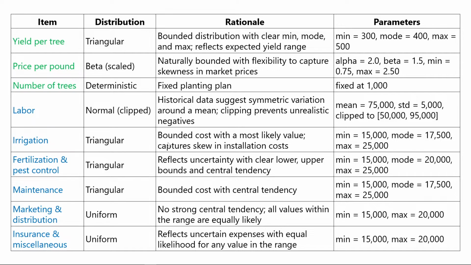For irrigation, I will use a triangular distribution, and likewise for fertilizer and pest control. Here I have clear uncertainty because I know my mean, I know my max, I know my mode. For maintenance, I now use a triangular bounded course with central tendency again, and then uniform. So there is no strong central tendency, and values within the range are equally likely. This reflects uncertain expenses with equal likelihood for any value in the range. So basically that is a description of these distributions that I'm using: triangular, beta, normal clipped, triangular, uniform.